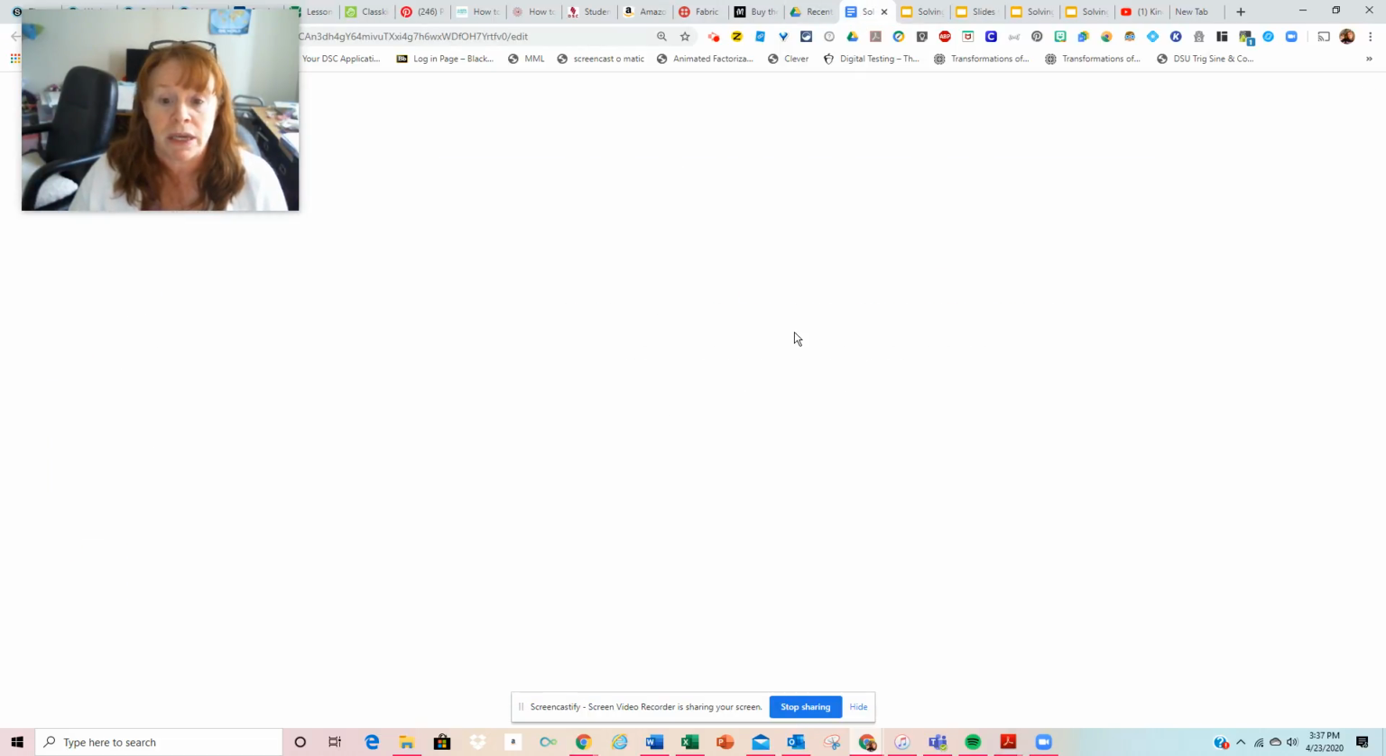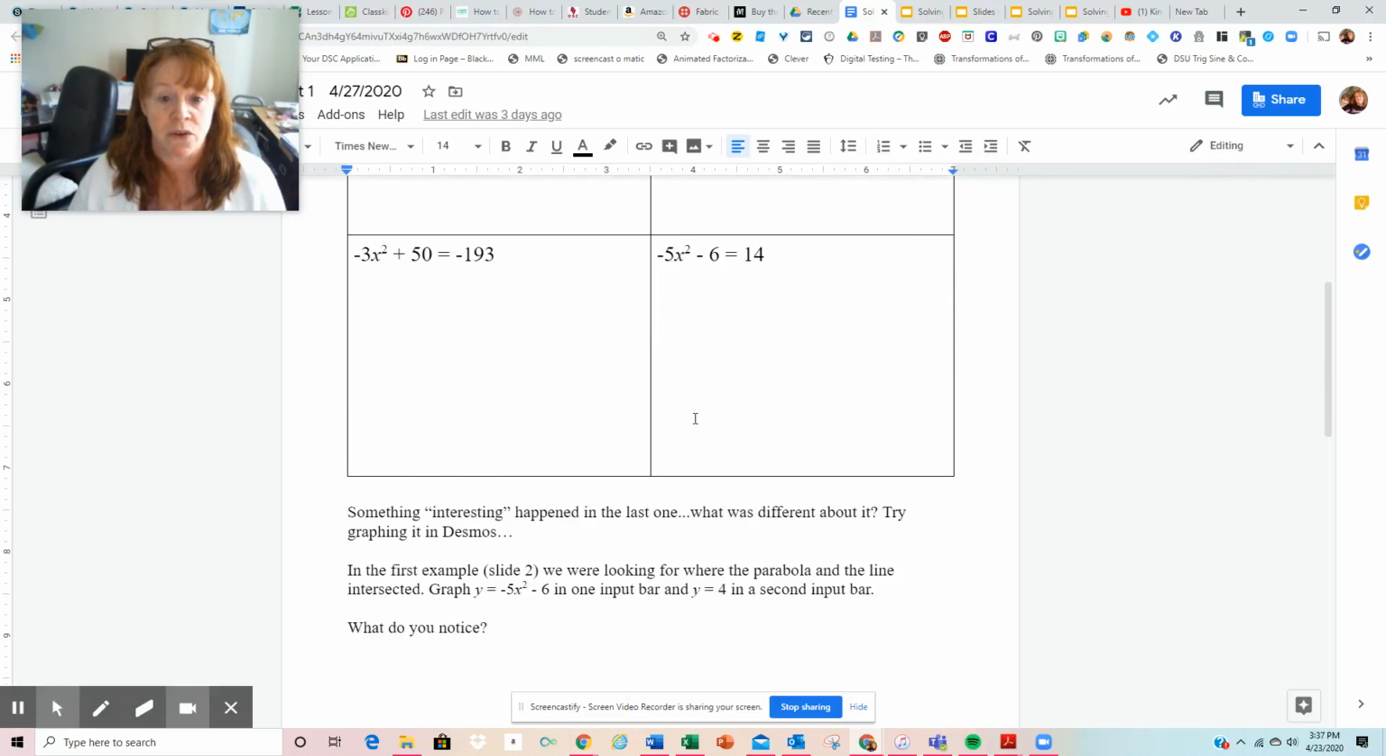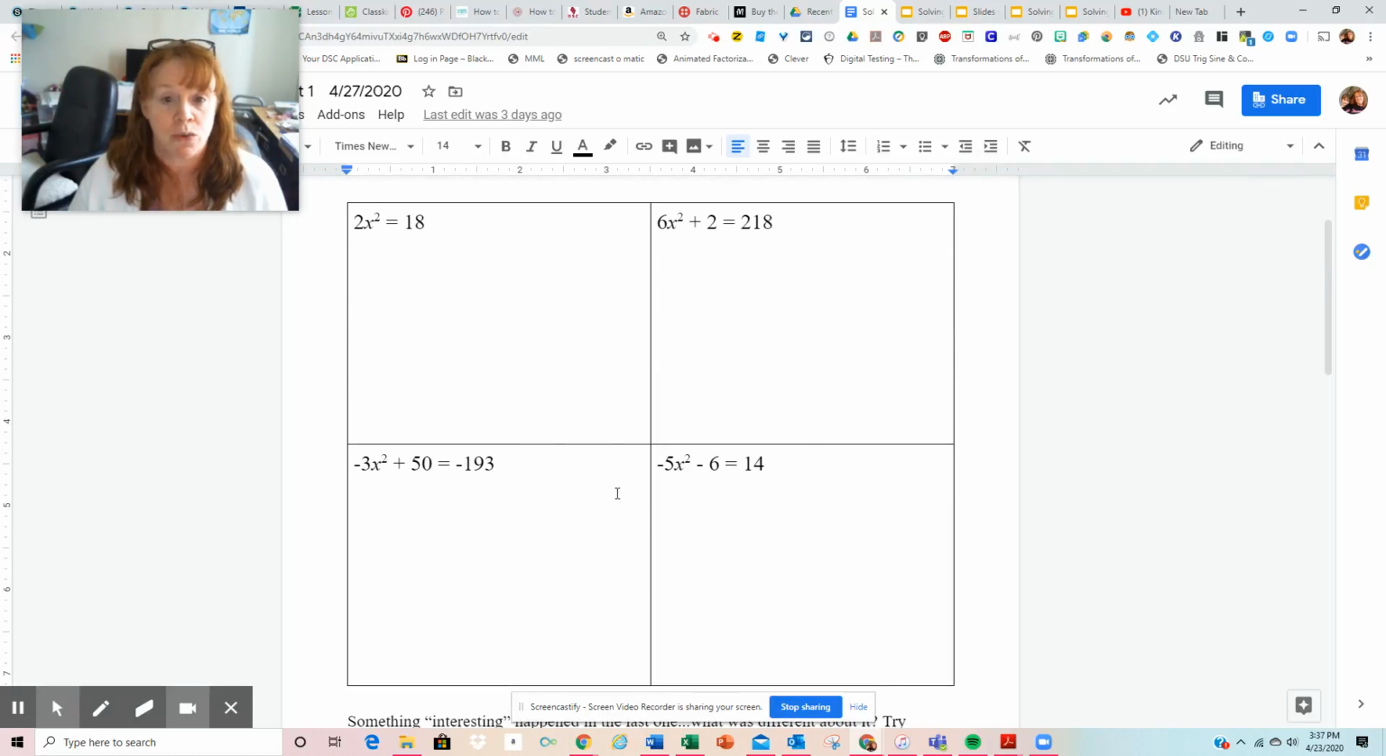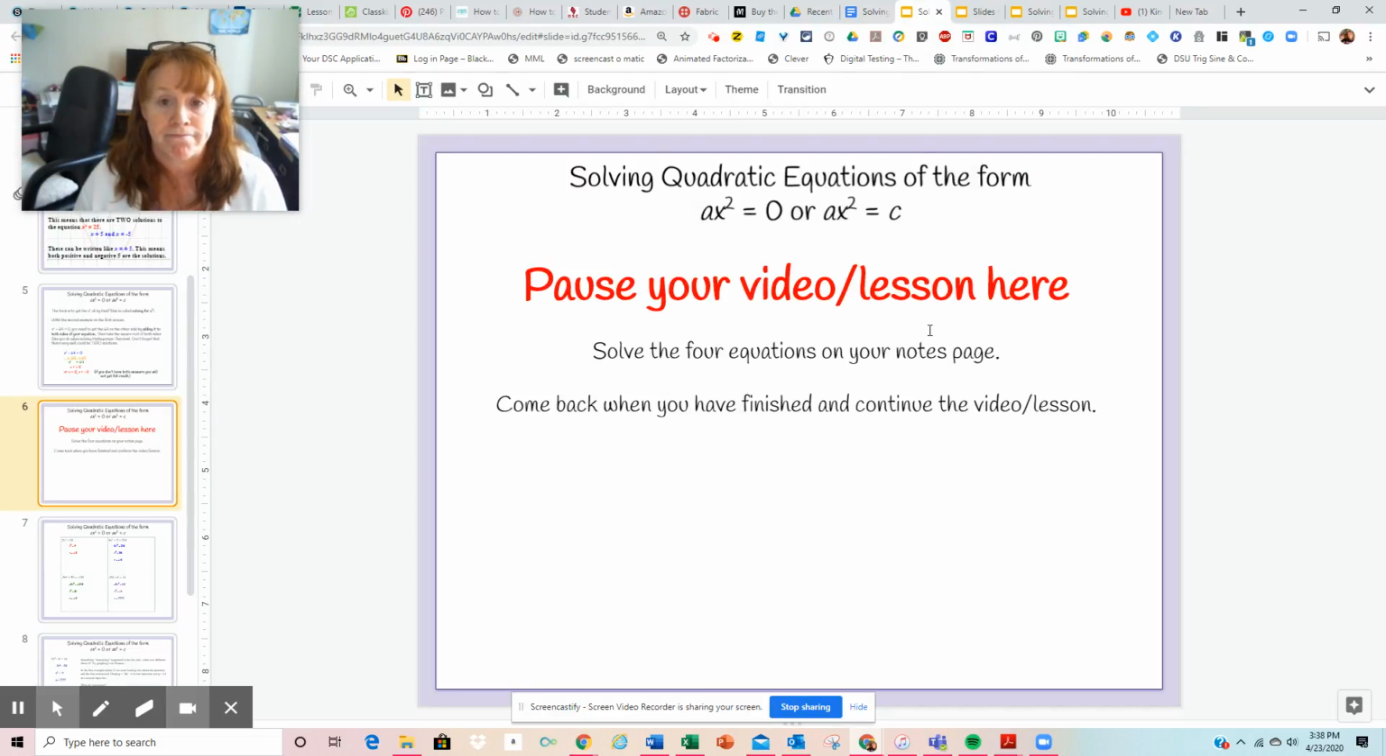I believe they're on the front of your worksheet. So that would be, where is it? Right here, these 4 equations. That's what I want you to work on, just those 4 right now. So I'm going to pause, and you're going to come back to me when those are finished.